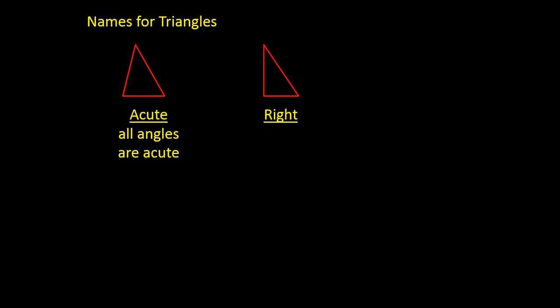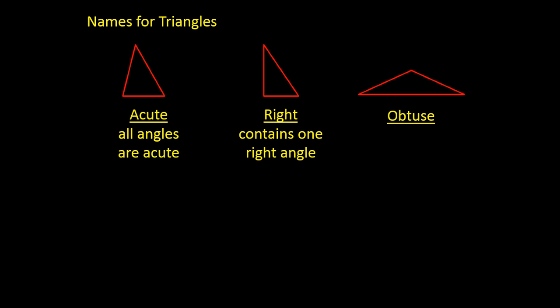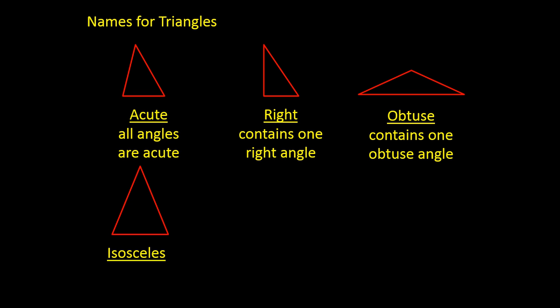We can give triangles names based on either the angles or the sides. If we name a triangle according to its angles, we can call it acute if all of the angles measure less than 90 degrees. We can call it right if it contains one right angle, and we can call it obtuse if it contains one obtuse angle.